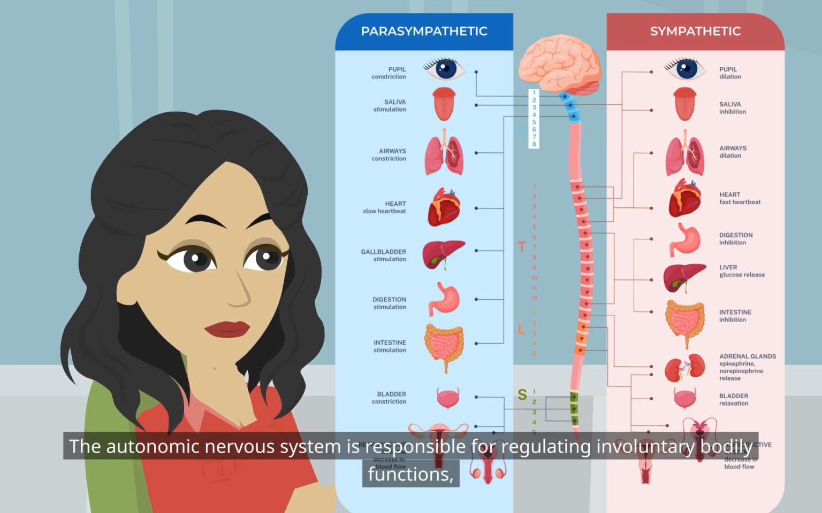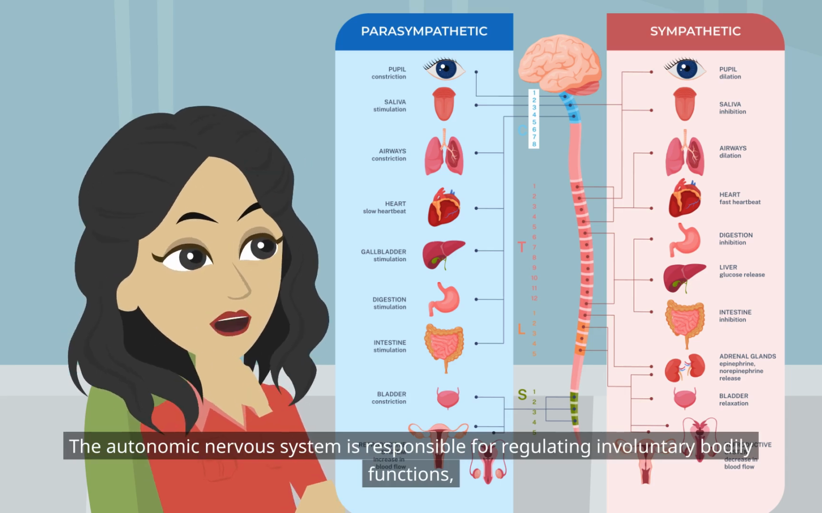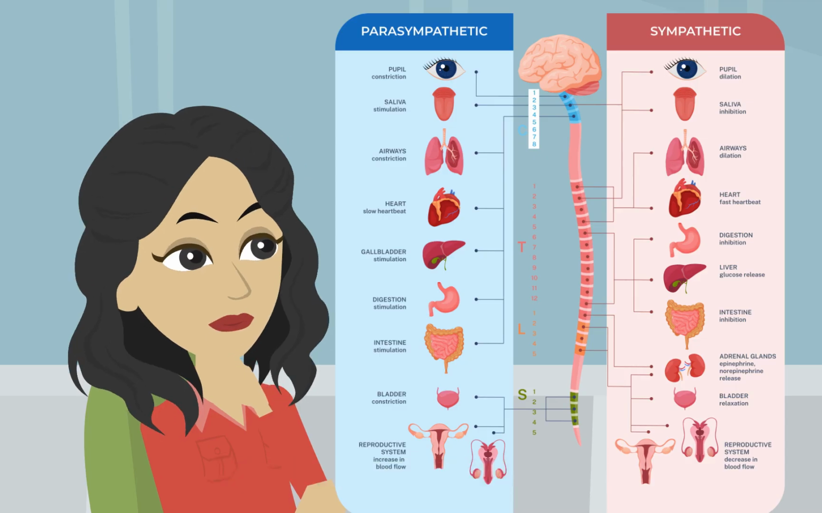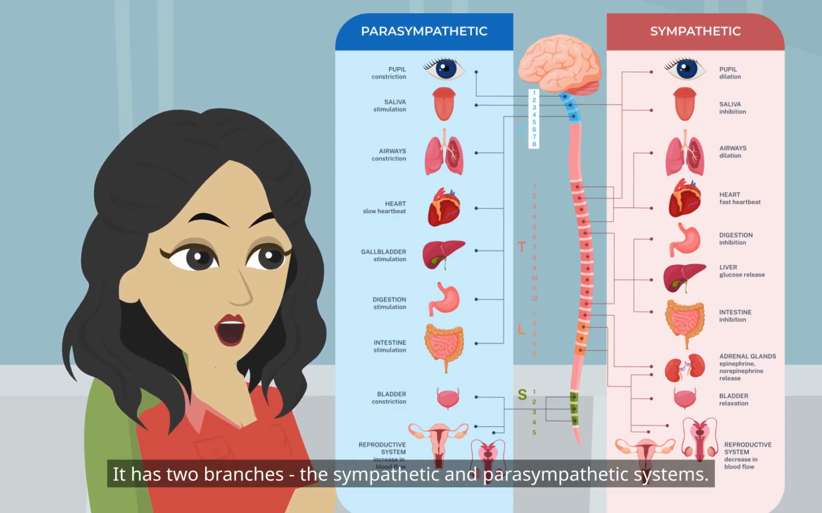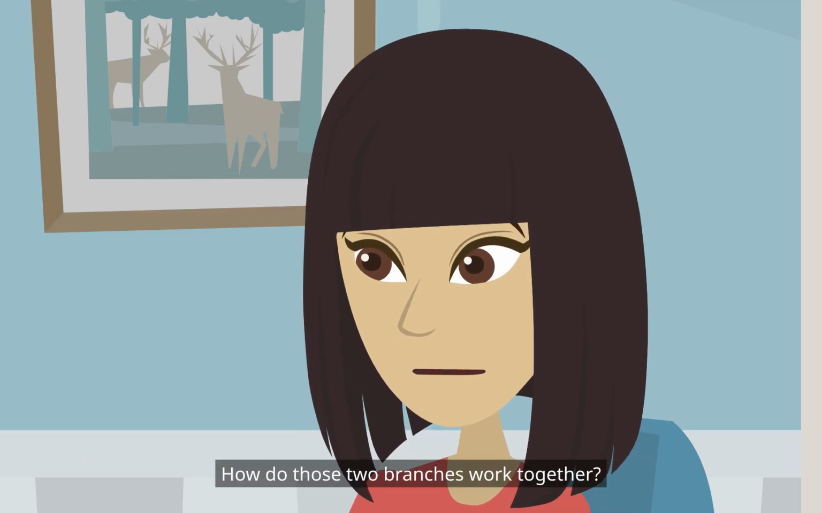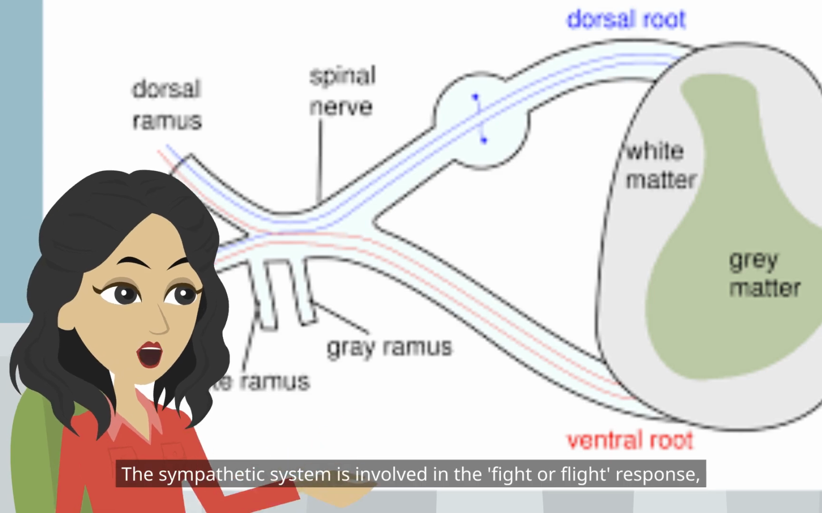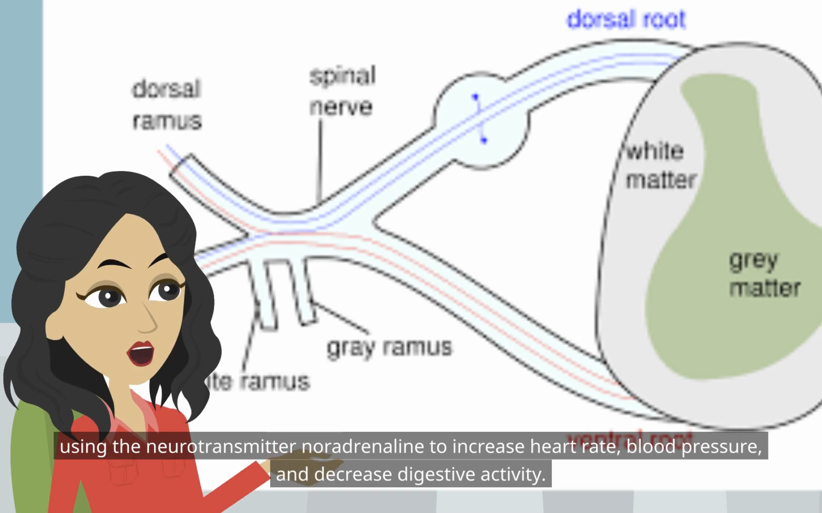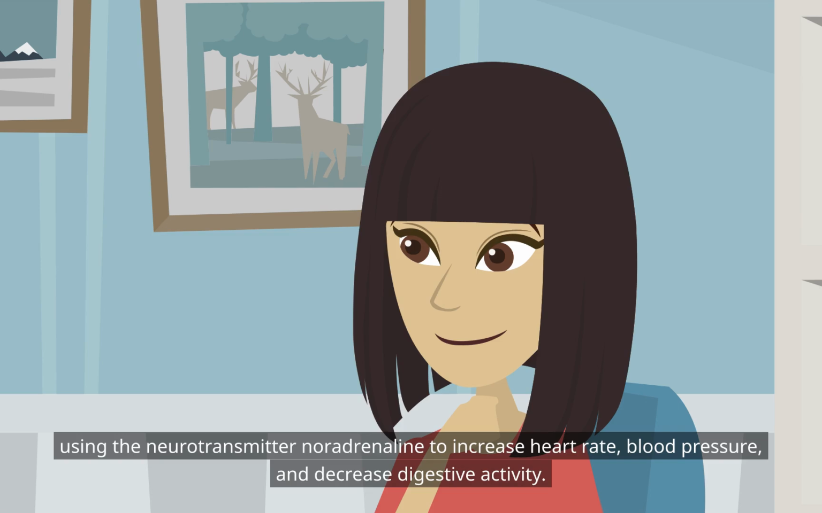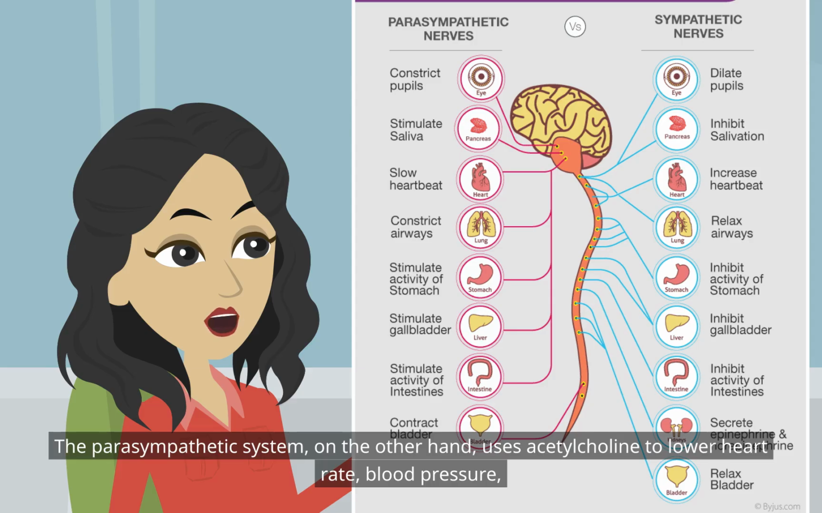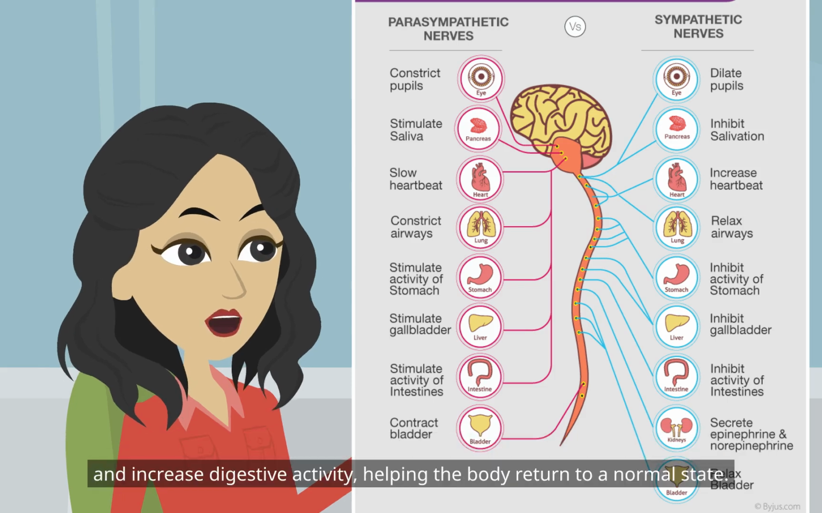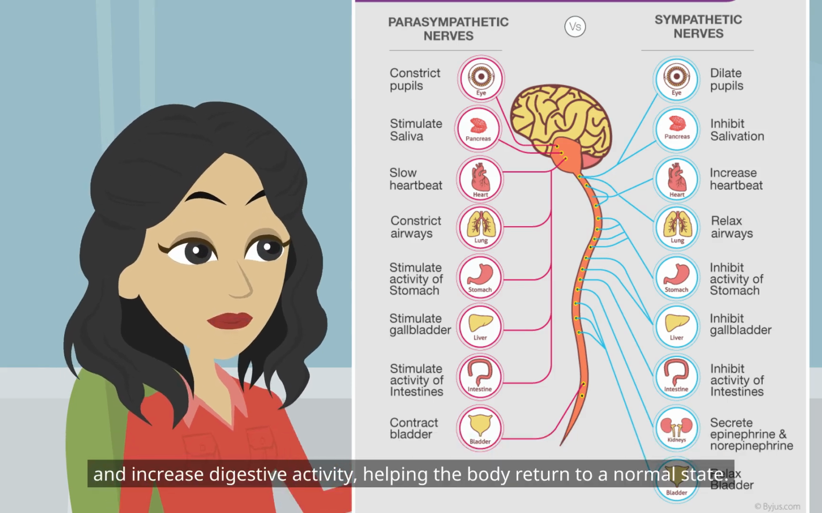The autonomic nervous system is responsible for regulating involuntary bodily functions, like heart rate, blood pressure, and digestion. It has 2 branches, the sympathetic and parasympathetic systems. How do those 2 branches work together? The sympathetic system is involved in the fight or flight response, using the neurotransmitter noradrenaline to increase heart rate, blood pressure, and decrease digestive activity. The parasympathetic system, on the other hand, uses acetylcholine to lower heart rate, blood pressure, and increase digestive activity, helping the body return to a normal state.